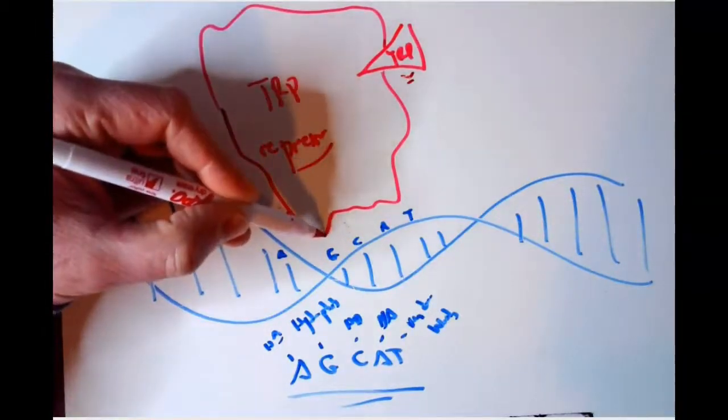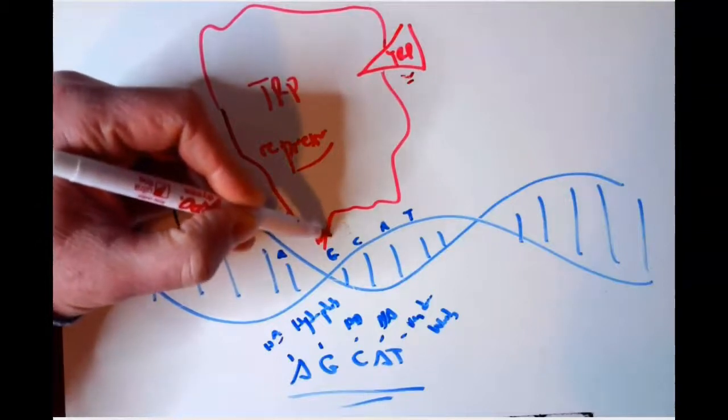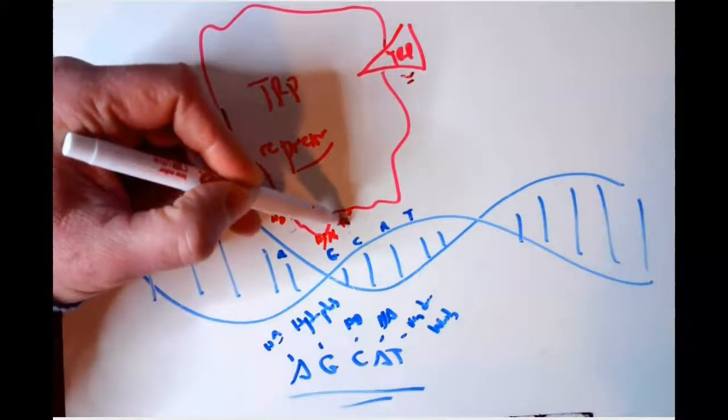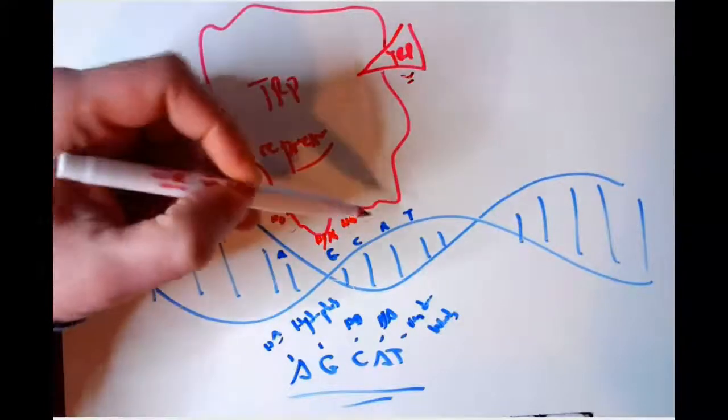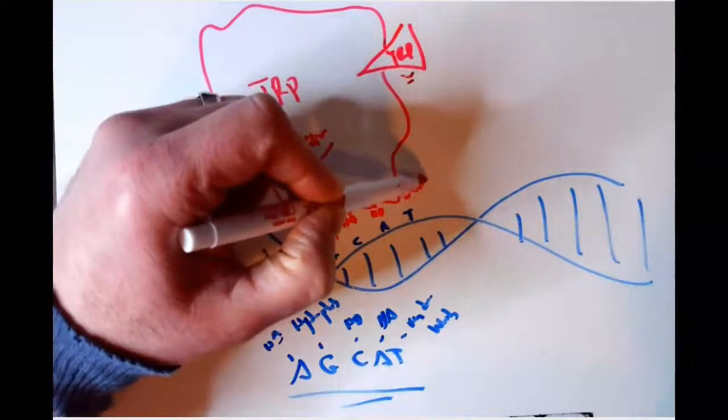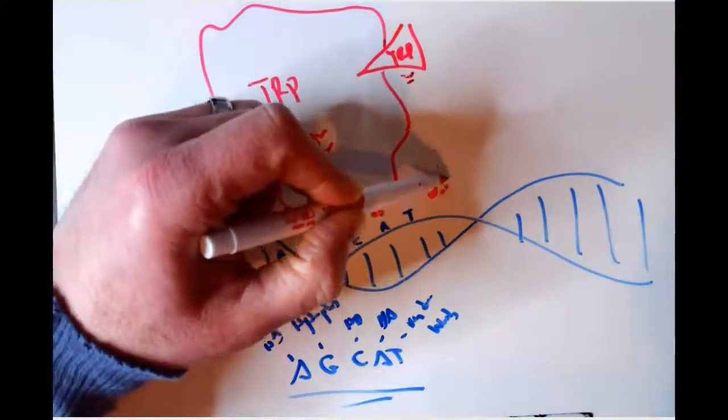And right here on the trip repressor is a hydrophobic region. And right here on the trip repressor is an H bond acceptor. And right here is an H bond donor. And finally here, we have van der Waals potential.